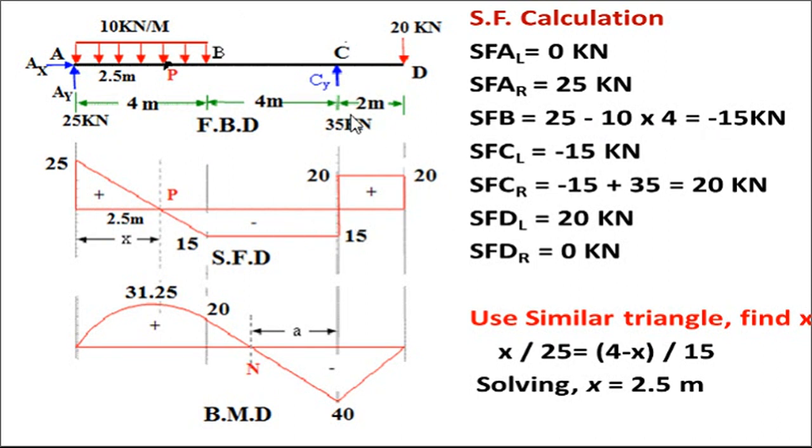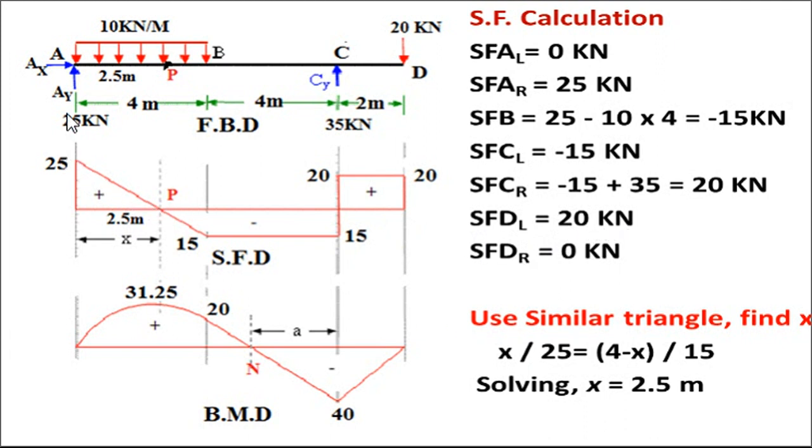Shear force at C to the left: at C again there are two values, one is 15 which is minus. So shear force at C, the first value is taken for left and the second value for right. So at left minus 15 kilonewton, and shear force at C to the right is minus 15 plus 35, the value is plus 20 kilonewton. And at the last point, shear force at D to the left, the first value is 20 and the second value is 0. So shear force at D to the left is 20 kilonewton, and at right 0 kilonewton.